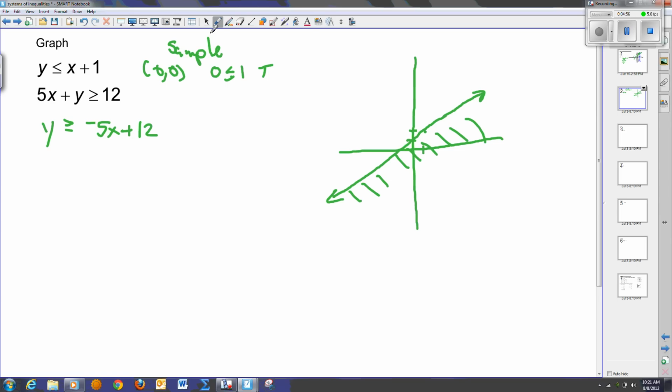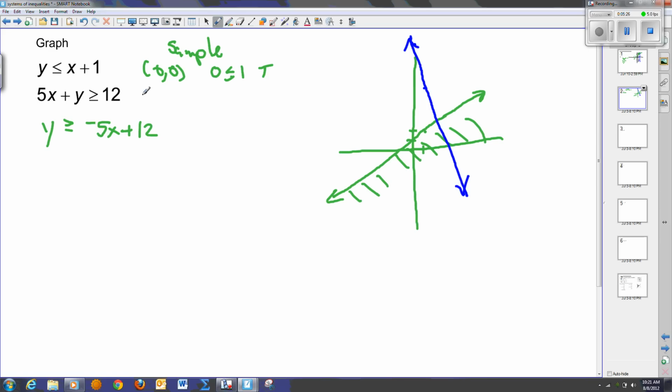Now, our next inequality has a y-intercept of 12. We're going to guesstimate that's somewhere up here. Then I go down 5, which is pretty steep, and over 1. This is a little bit of an approximation, but you get the idea. Connect the dots, and we get a line that looks something like this.